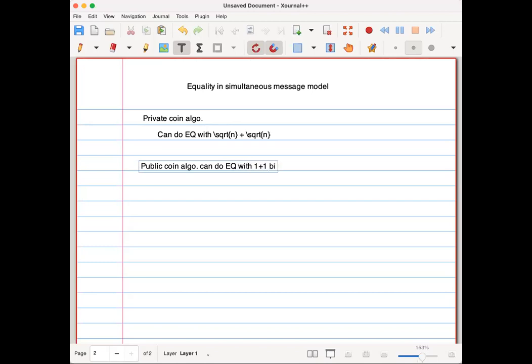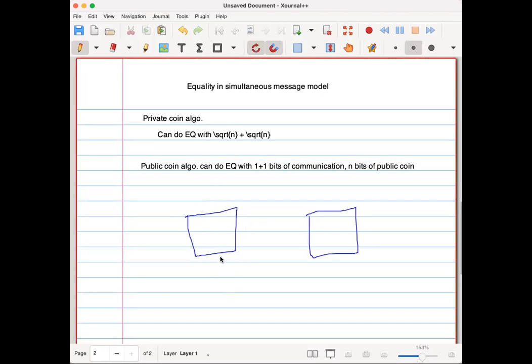Whatever bit they get is what they send to the referee, and the referee just checks the bits. If the two bits are equal, the referee says this is correct, and if the two bits are not equal, the referee says this is not correct. That's it. So Hari, did you get that? Yes. So what Shantan is saying is this.